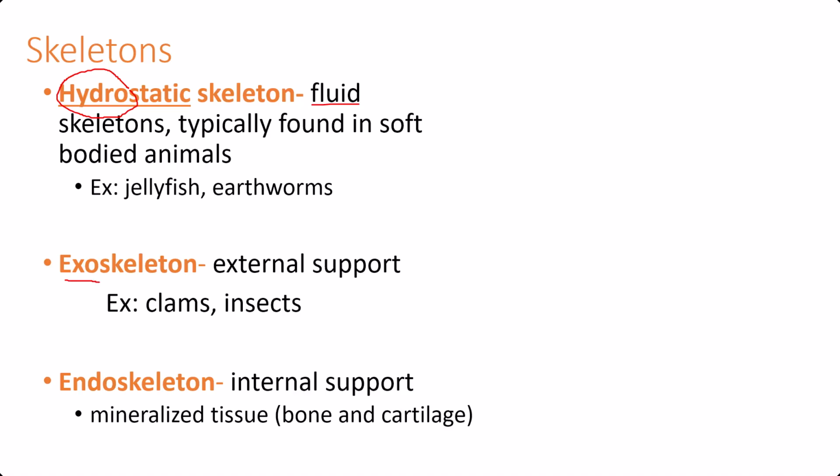Exoskeletons, exo is outside of, so these are skeletons that have external support on them. Insects and spiders have exoskeletons. Clams and mussels have exoskeletons. And then we have an endoskeleton, an internal skeleton. We have bone. There are other endoskeletons that are made of cartilage.